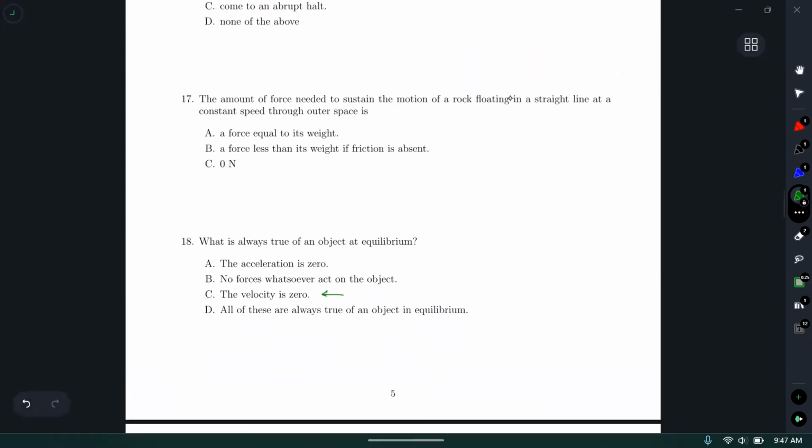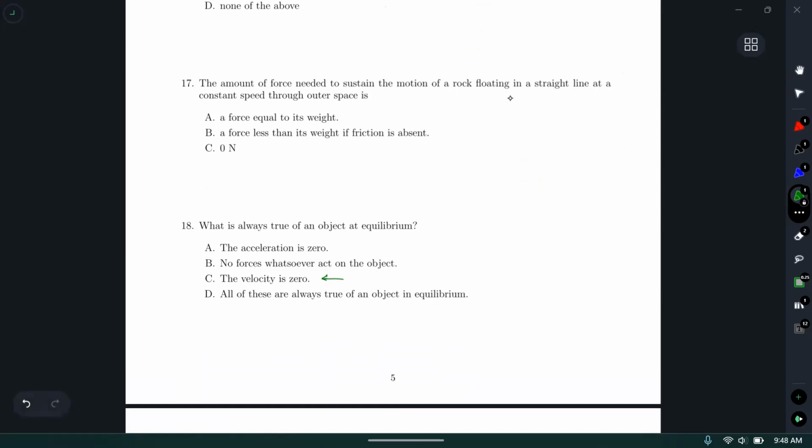So these questions are different variations on the same thing. It just words it in slightly different ways to try and trip you up. So velocity is zero is not always true, because something can also move with a constant speed in a straight line.